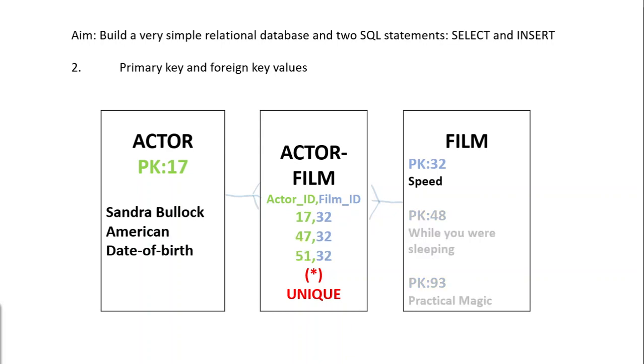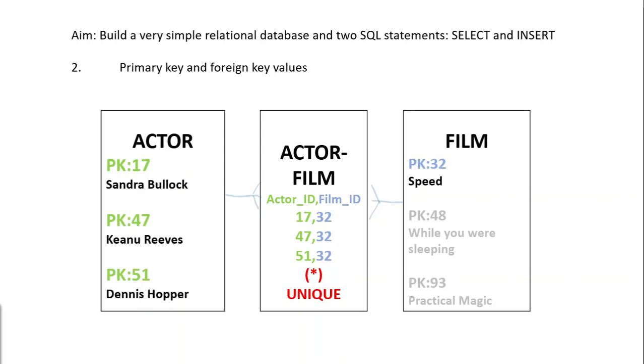In reverse, how can the actors in the film Speed be identified? First of all, look in the film table and find the entry Speed, and its primary key value is 32. Then use that primary key value and look for the rows in the actor film with the film ID of 32. There are 3 rows with film ID 32 that are paired with the actor ID values 17, 47, and 51.